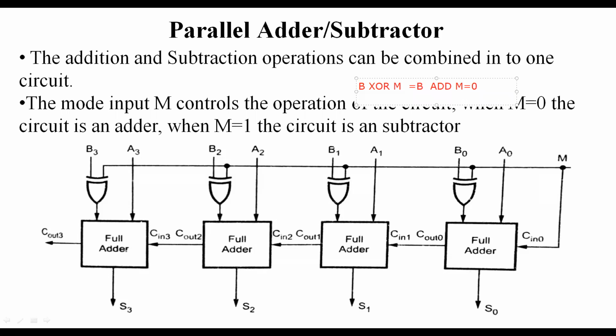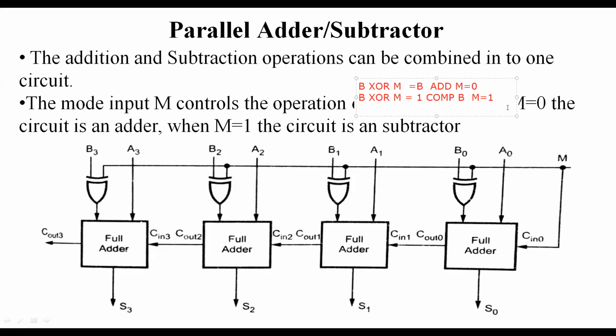And similarly, B XOR with m equals 1 will perform the complement of B. That is, it is performing the 1's complement of B when mode equals to 1. So now the complement of B, B bar, is generated. Now A0 and B0 are added, again with mode control input m.